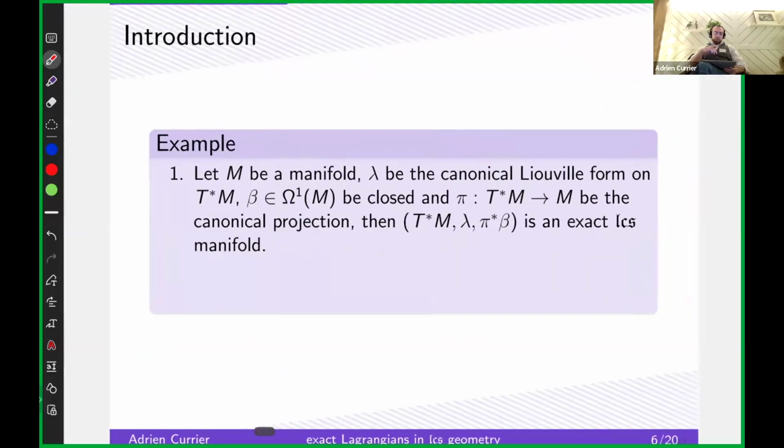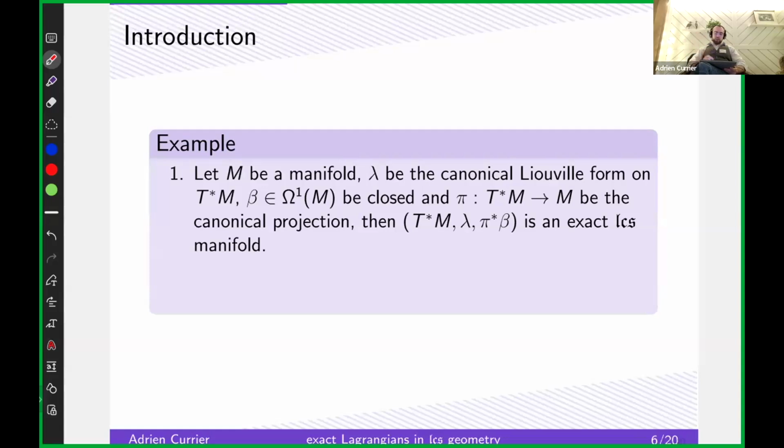Now, a couple of examples. The first example, maybe, in LCS geometry is going to be almost exactly the same as that of symplectic geometry. You take a manifold, you take its cotangent bundle, it has a canonical Liouville form, and well, here there's a choice of beta in Omega^1 of M that is not going to be canonical.